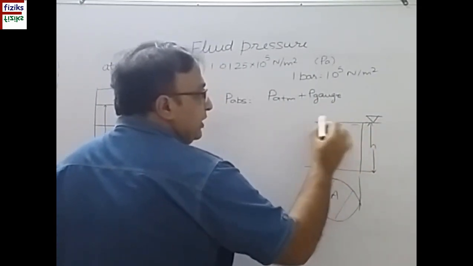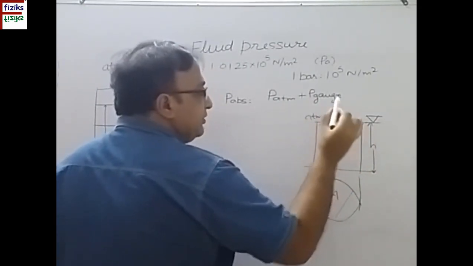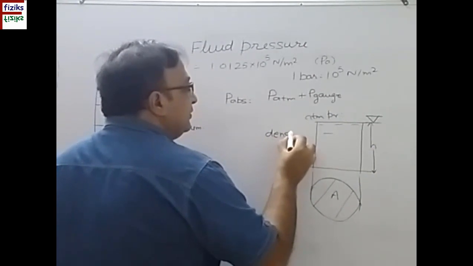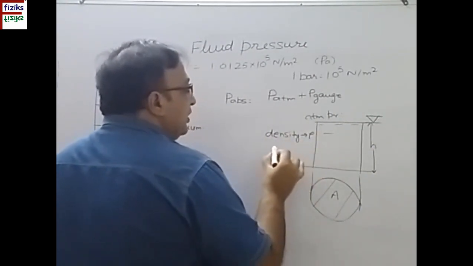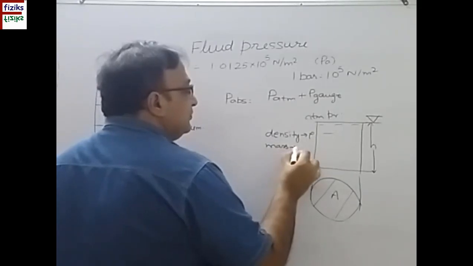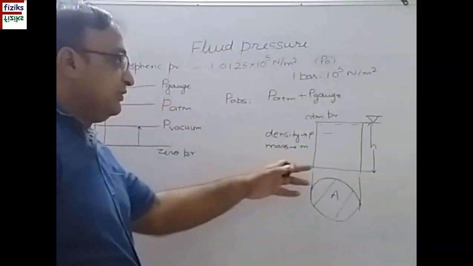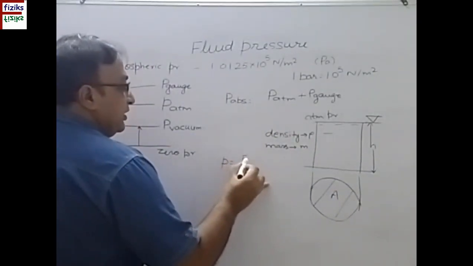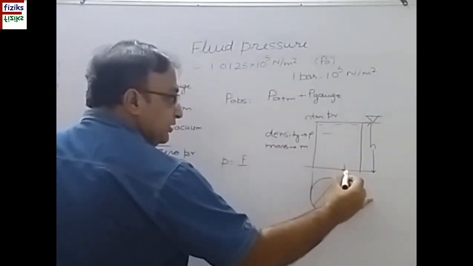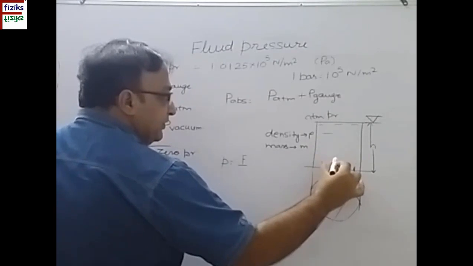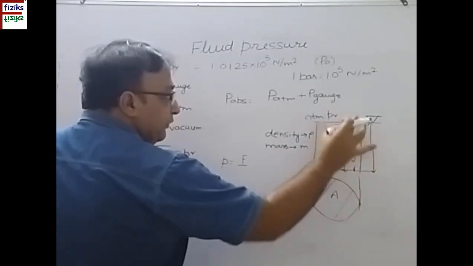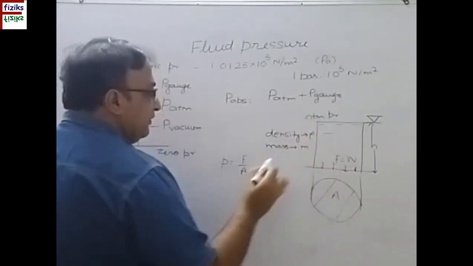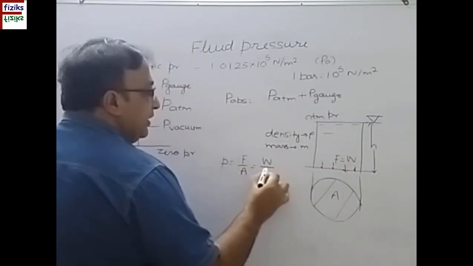This is open to atmosphere, so here the pressure is atmospheric pressure. The density of this fluid is rho, its mass is m. So we have to find what is the pressure exerted by the fluid on this surface. You know that pressure is force exerted normal to this surface. F is the force, which is nothing but equal to the weight of this column of the fluid divided by the cross section area normal to this surface, weight divided by area.